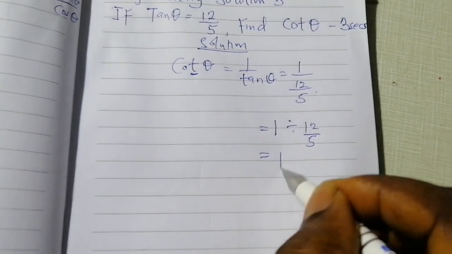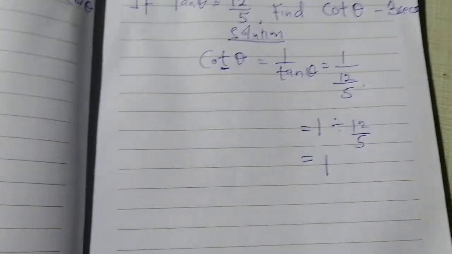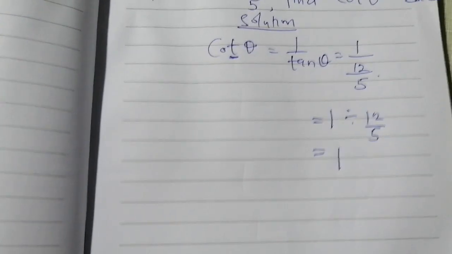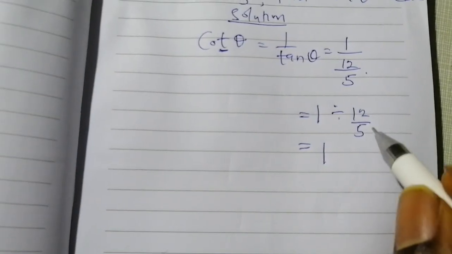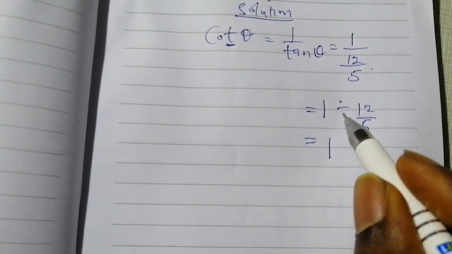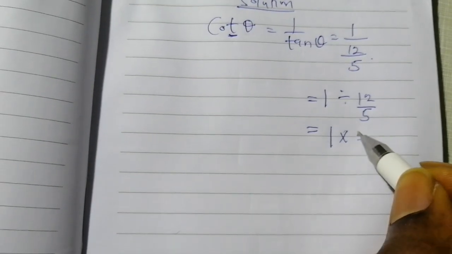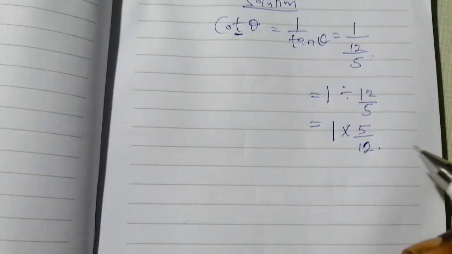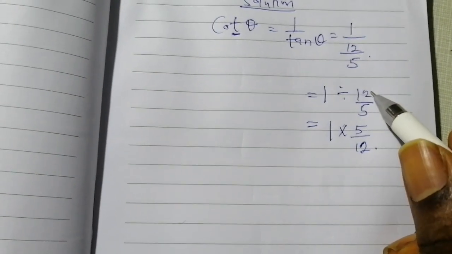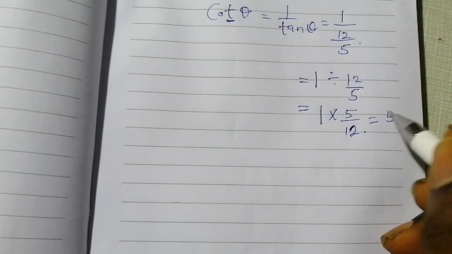If I want to change it to multiplication, I've told you anything on the right hand side is the owner of the sign. So in this case, 12 over 5 is the owner of this division sign. So if it is changing to multiplication, that will be times 5 over 12. The denominator will go up, the numerator will come down. So this will now be 5 over 12. That is the answer.